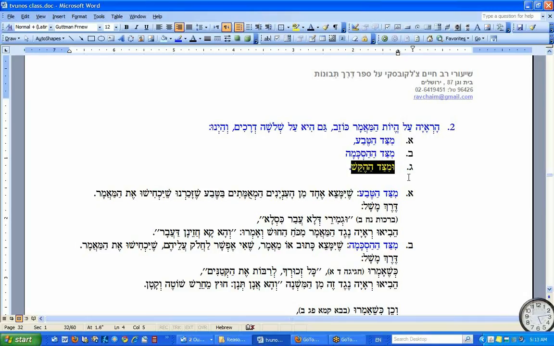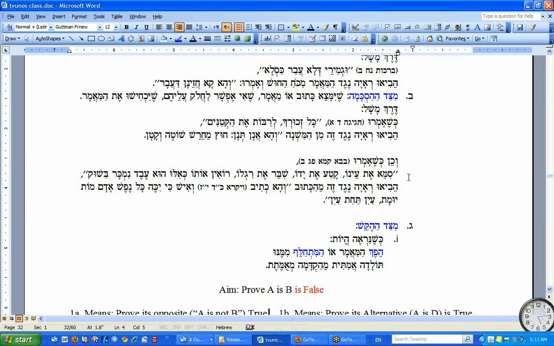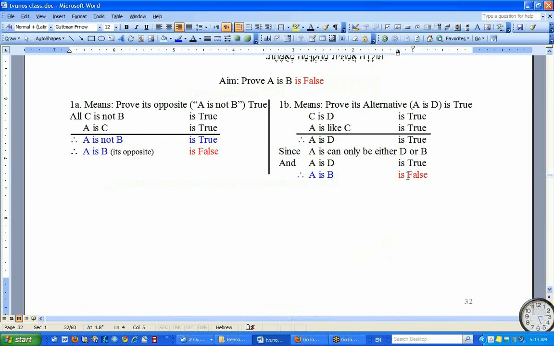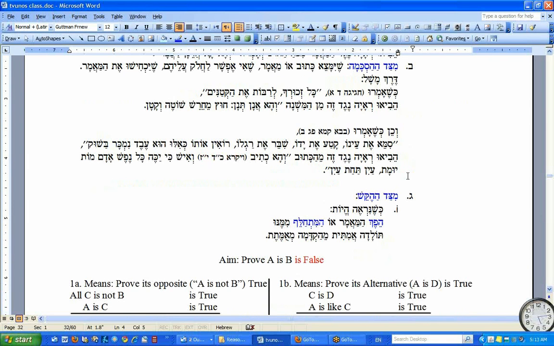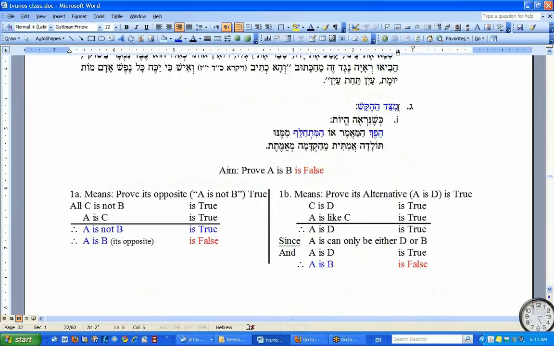It's false because a Hekesh will show that it's false. It's a syllogistic proof that something is false. And this is where we left off, although we did this a little, we'll just go over it here again. Mitzad Hekesh, he explains. So you have a statement, and you want to use a Hekesh to prove that the statement is false. How do you do that?